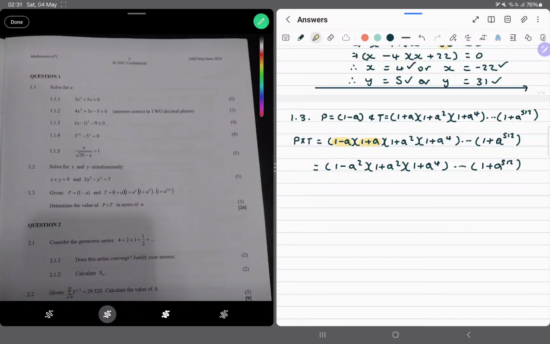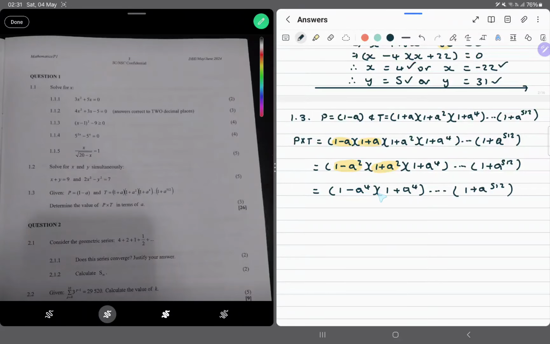Okay, again, another difference of 2 squares pops up. And then we contract that systematically. So this is basically 1 minus A to the exponent 4, 1 plus A to the exponent 4. And then this goes to 1 plus A to the exponent 512.